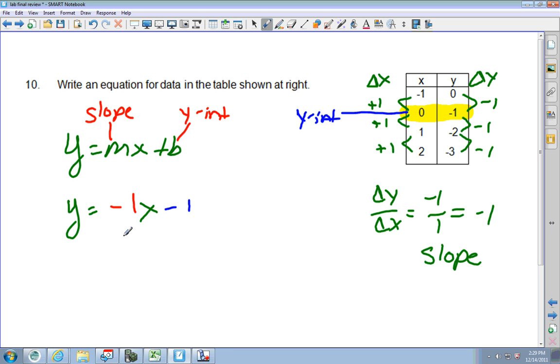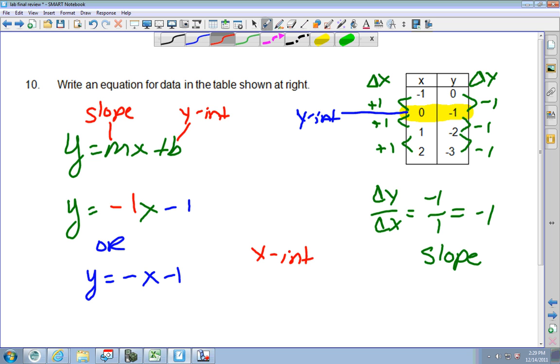Is there another way we can write this equation? We can write y equals negative x minus 1. That means the same thing. What if you had a test question that asked you for the x-intercept? Can you find that in the table up here? I can. It's right here. It's where the y number is 0. My x-intercept is negative 1, 0.